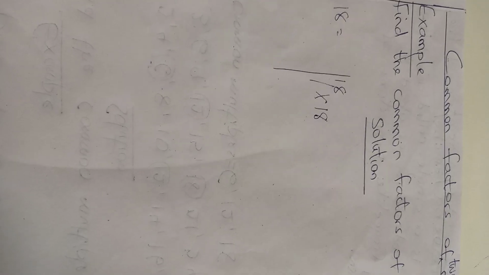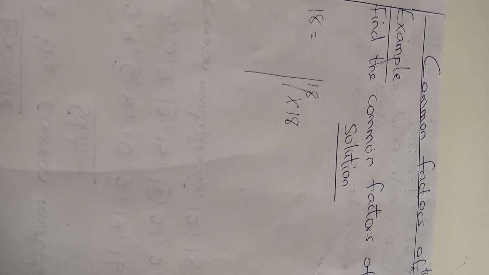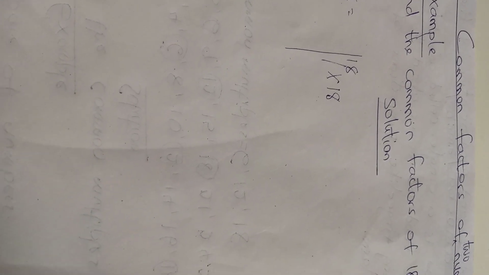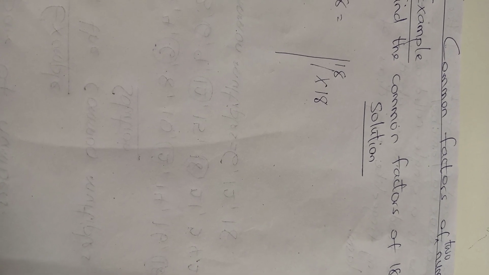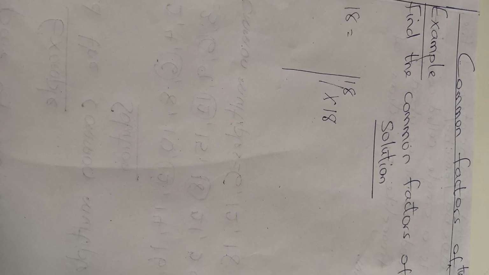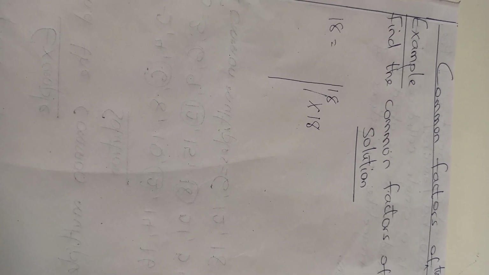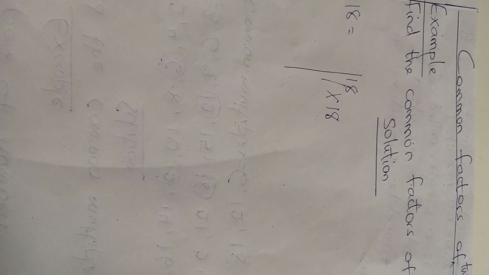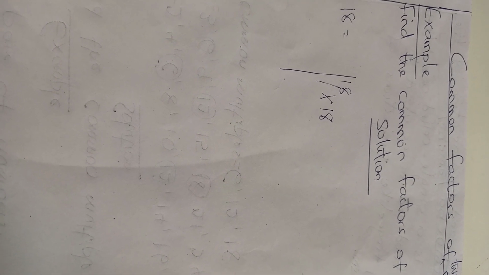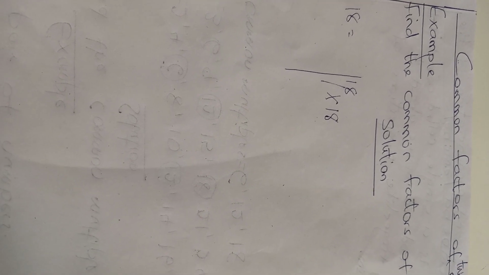And right now it is time to learn common factors of two numbers. In my previous video, I made a video on factors of numbers where I said factors are numbers that divide a given number without a remainder. I also said 1 is a factor of any number, meaning 1 can divide through any number, and that every number itself is its factor, that any given number can divide through itself.